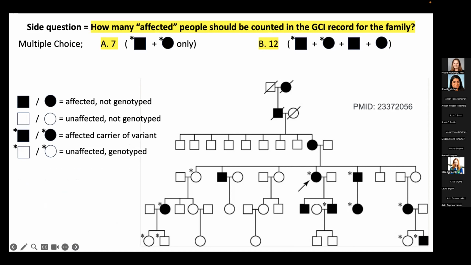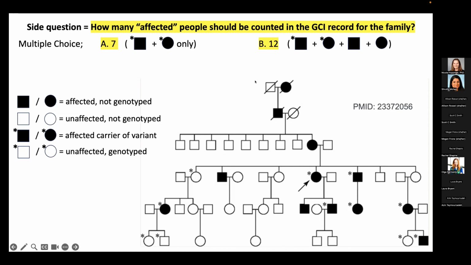This is the figure legend for the figure. The shading is for affected folks. The open circles and open squares are unaffected folks, obviously. Anyone with an asterisk is someone they genotyped. They didn't specify, among the folks that are open circles and open squares, whether they were genotyped or harbored the variant or not. They just said that all the folks that are shaded and genotyped harbor the variant.